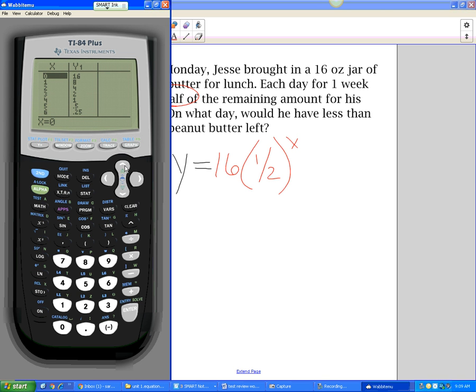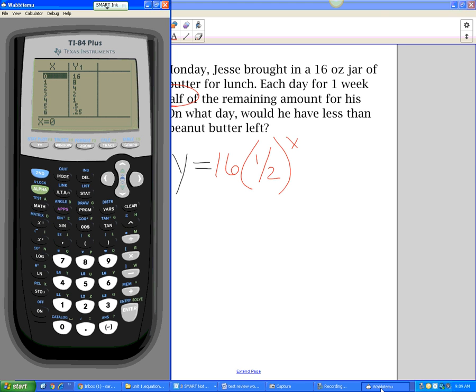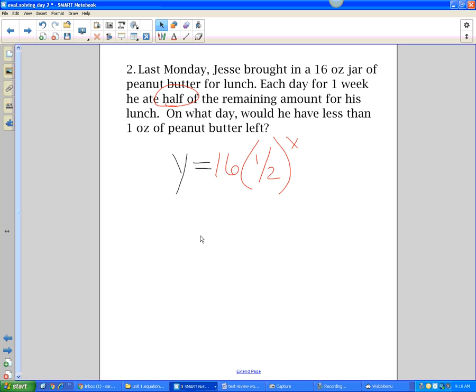All right, hold on. Ethan H. It says, when will he have 1 ounce of peanut butter? Am I looking for 1 in the x side or the y side, Ethan? Good. So you're looking, he starts out with 16 ounces, then he has 8 ounces of peanut butter, then 4 ounces, then 2 ounces, then 1, and finally he has less than 1 here. How many days did it take? 5 days. Okay. 5 days.